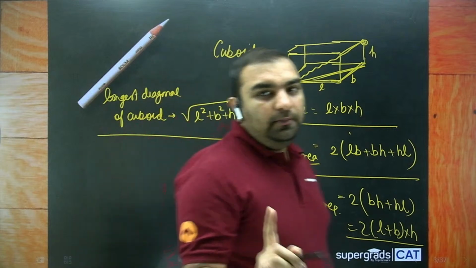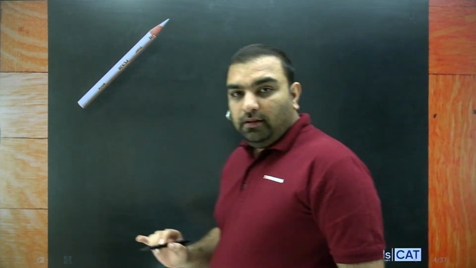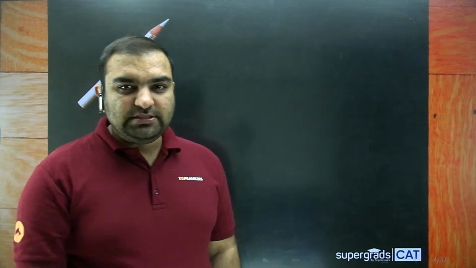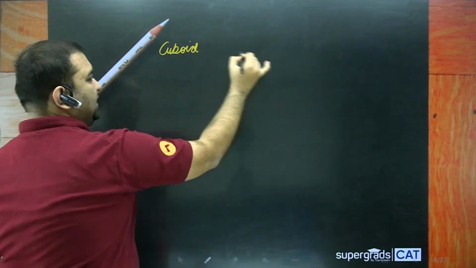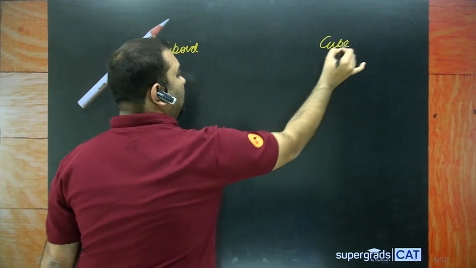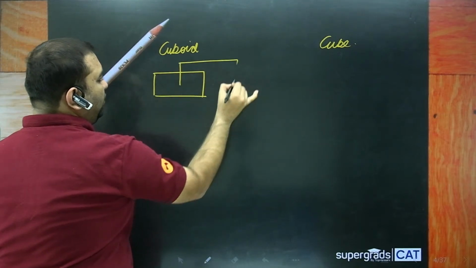I will complete the first two figures, then we will do the questions based on this. Cube is exactly the same as cuboid. The only thing is that length, breadth and height all three become equal.